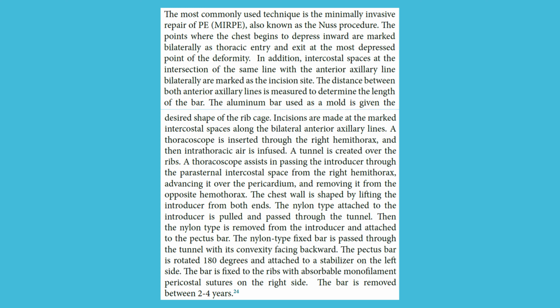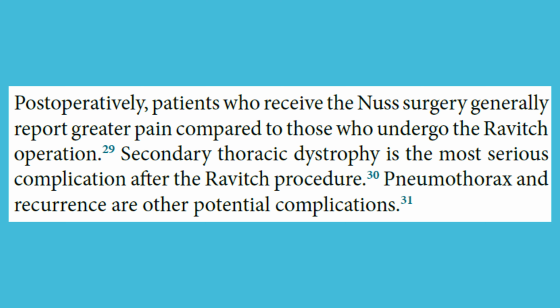Then the nylon tape is removed from the introducer and attached to the pectus bar. The nylon tape fixed bar is passed through the tunnel with its convexity facing backward. The pectus bar is rotated 180 degrees and attached to a stabilizer on the left side. The bar is fixed to the ribs with absorbable monofilament pericostal sutures on the right side. The bar is removed between 2 to 4 years.